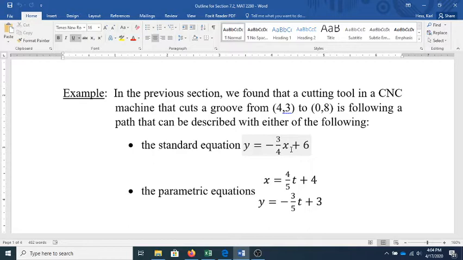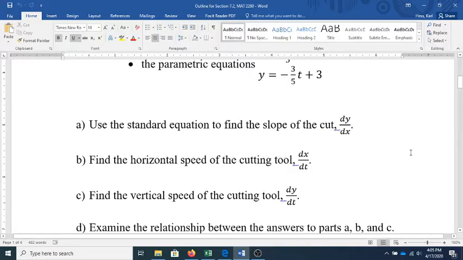Okay, but then we also found that we could represent that same line using a pair of parametric equations where t in this case represented time, and it allowed us to make both x and y directly dependent on time so that we could control the speed of our cutting tool, which was important in this application. So now let's actually come back and talk about speed a little bit more.